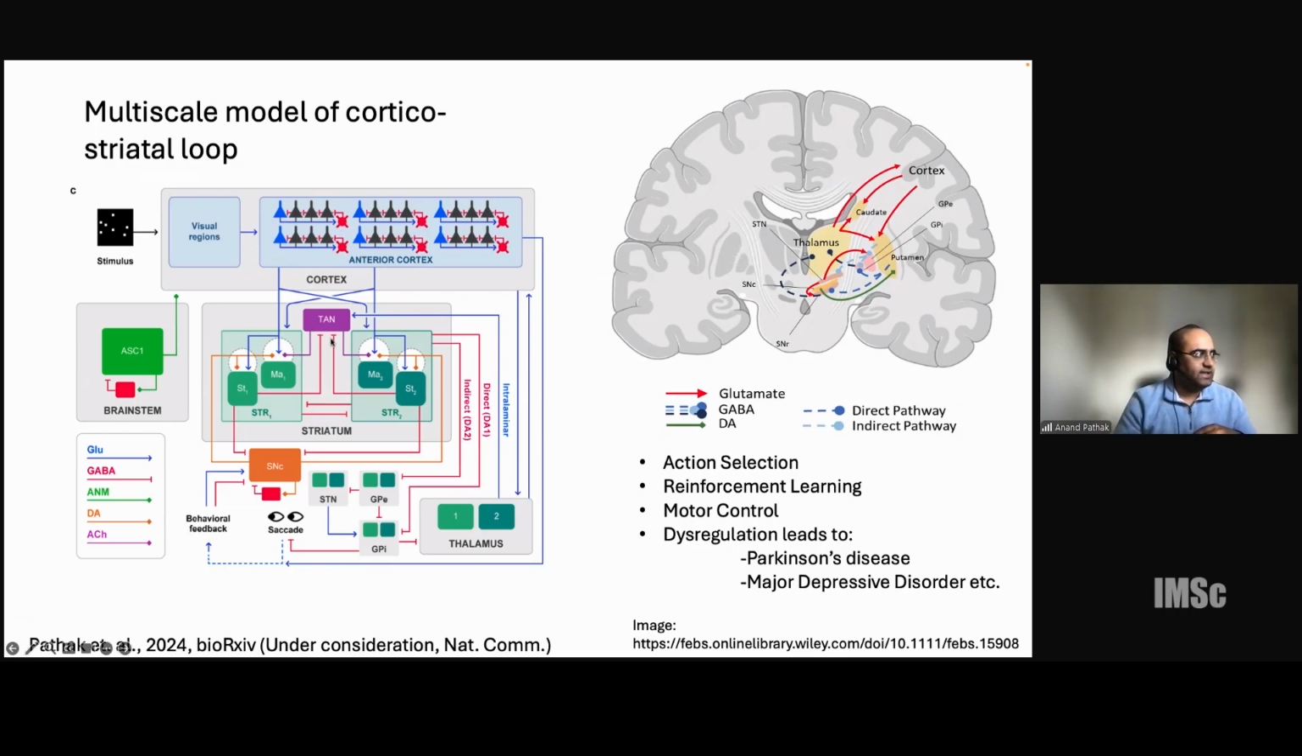So this is the schematic of the model of that circuit. There is a cortex, there is a visual cortex, the posterior cortex, the anterior cortex, and the striatum. The striatum in reality is very small, but here it looks very big because that's how important it is in the model.